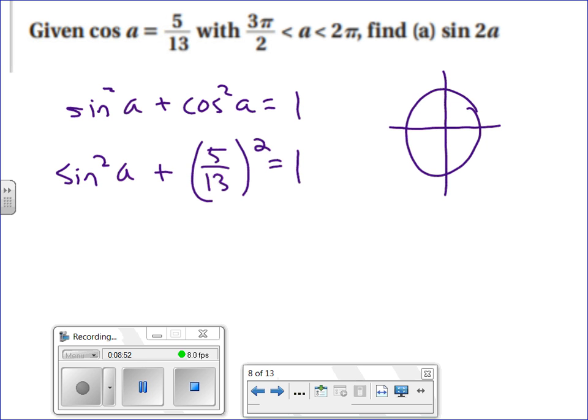3 pi over 2 and 2 pi. We're in between. Quadrant 4. Good. And that would mean my cosine value is positive, but my sine value is negative. So before I even start, I know my answer will be negative.